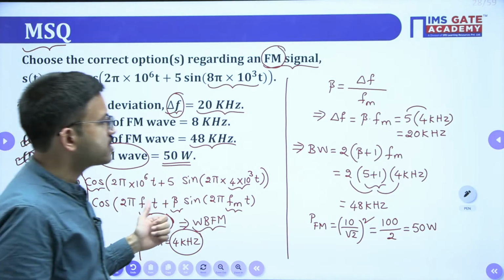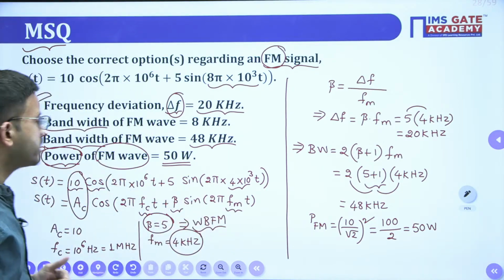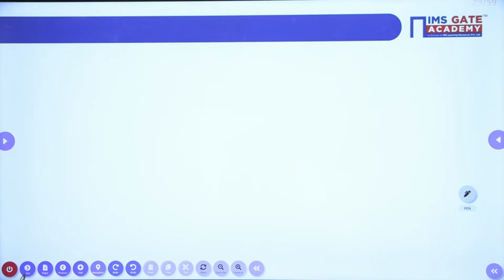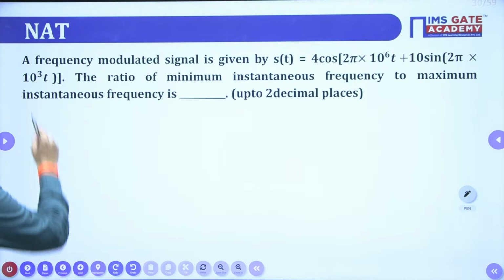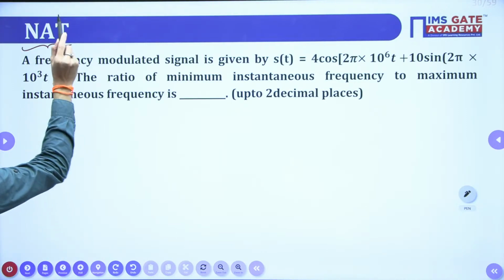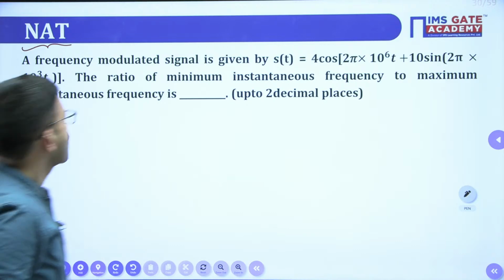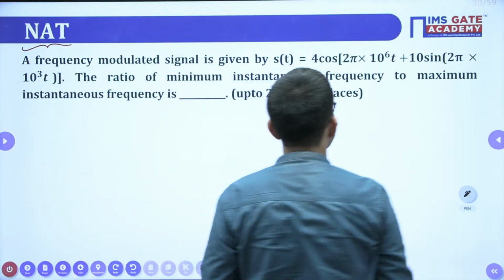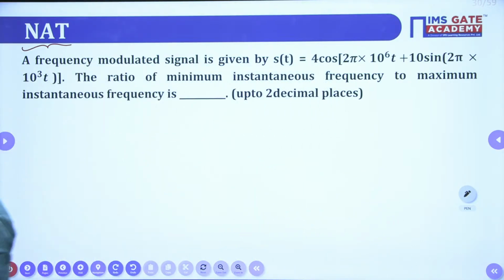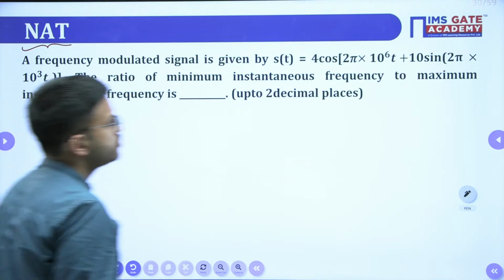Okay, I hope it is clear for everyone. Now let us proceed to the next question. This question is NAT, which means the answer will be a number. So all of you try this question.